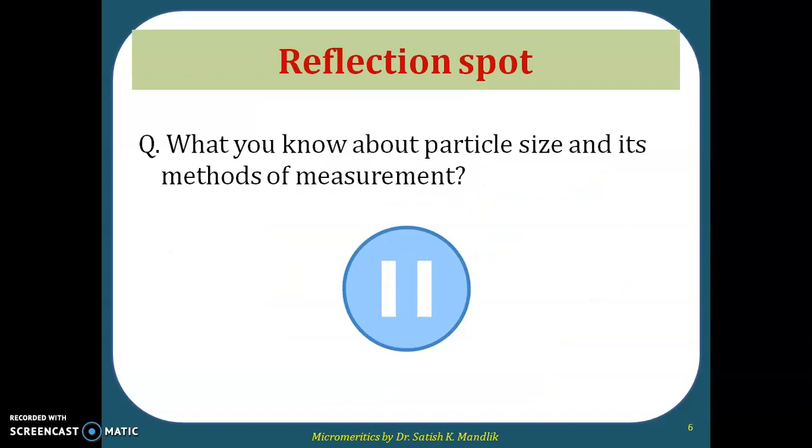Now it's time to think and reflect. Pause your video and write the answer of this question. What do you know about particle size and its methods of measurement? Take your own time. Record the answer in your notebook.